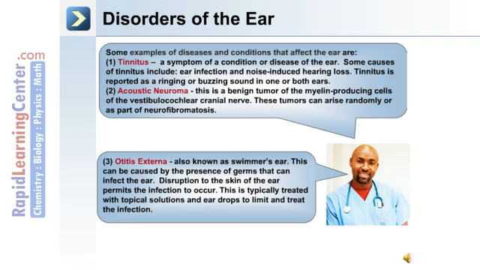Number 3, otitis externa. This is also known as swimmer's ear. This can be caused by the presence of germs that can infect the ear. Also, disruption to the skin of the ear permits the infection to occur. This is typically treated with topical solutions and ear drops to limit and treat the infection itself.